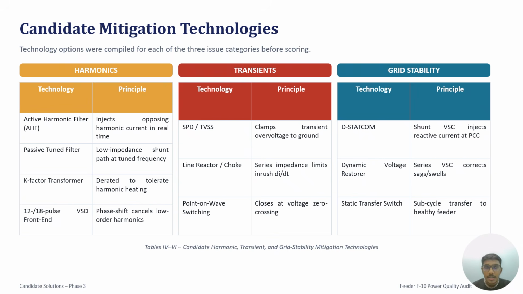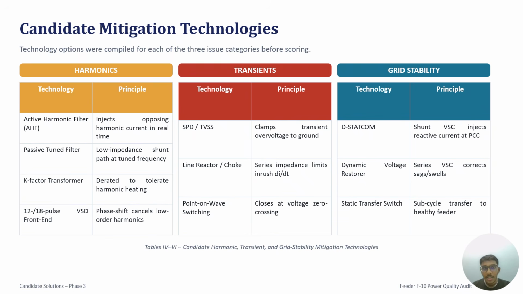So that completes our characterization. Phase 3 is about compiling candidate solutions. Before we score anything, we first lay out the technology options for each issue category shown in Tables 4 to 6.